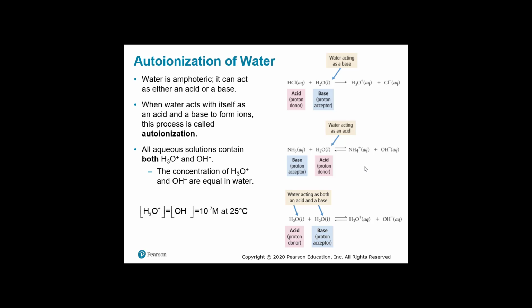The concentrations of hydronium ions and hydroxide ions are equal in water. So if we take a look at this here, we have an acid and a base, and HCl is a strong acid, so it completely ionizes. The water will take the proton and it produces hydronium ions and chloride ions. Now water acting as an acid will donate its proton, producing hydroxide ions, and the proton will go with ammonia, producing ammonium ions. Now water acting with itself, one will act as an acid, one will act as a base, we will produce hydronium ions and hydroxide ions. So they are equal to each other.